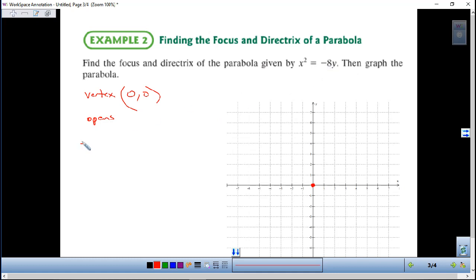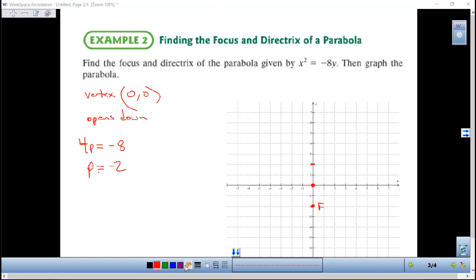4p equals negative 8, which means that p is equal to negative 2. So this is going to open down. So p is negative 2, so we're going to go down 2: 1, 2. Plot that point. There's your focus. We're going to go up 1, 2, and that's going to be where your directrix is.